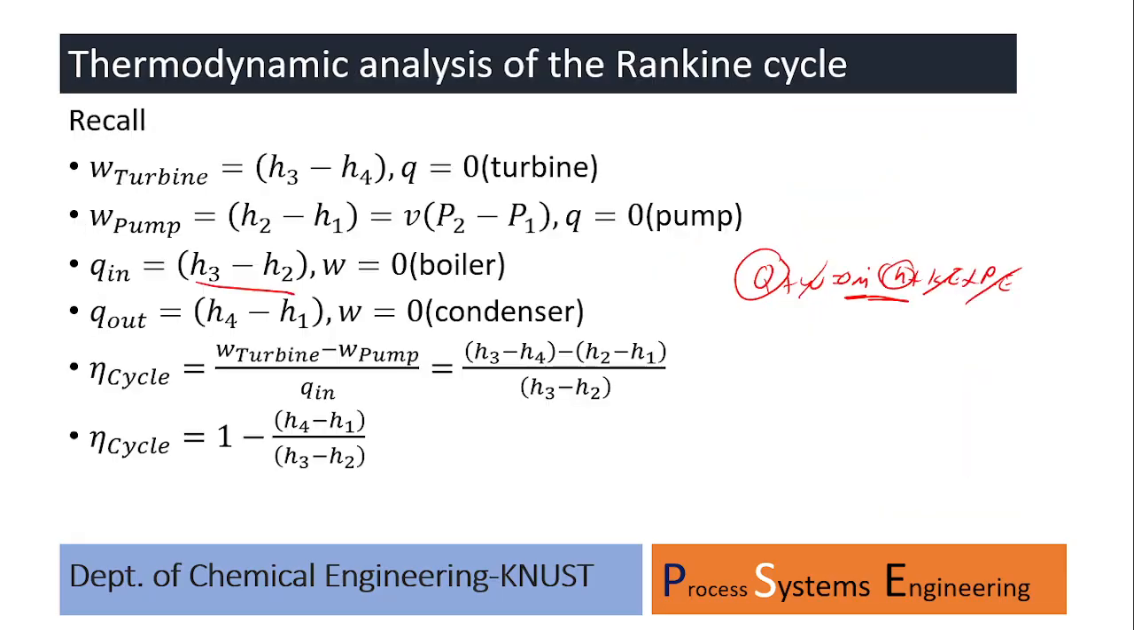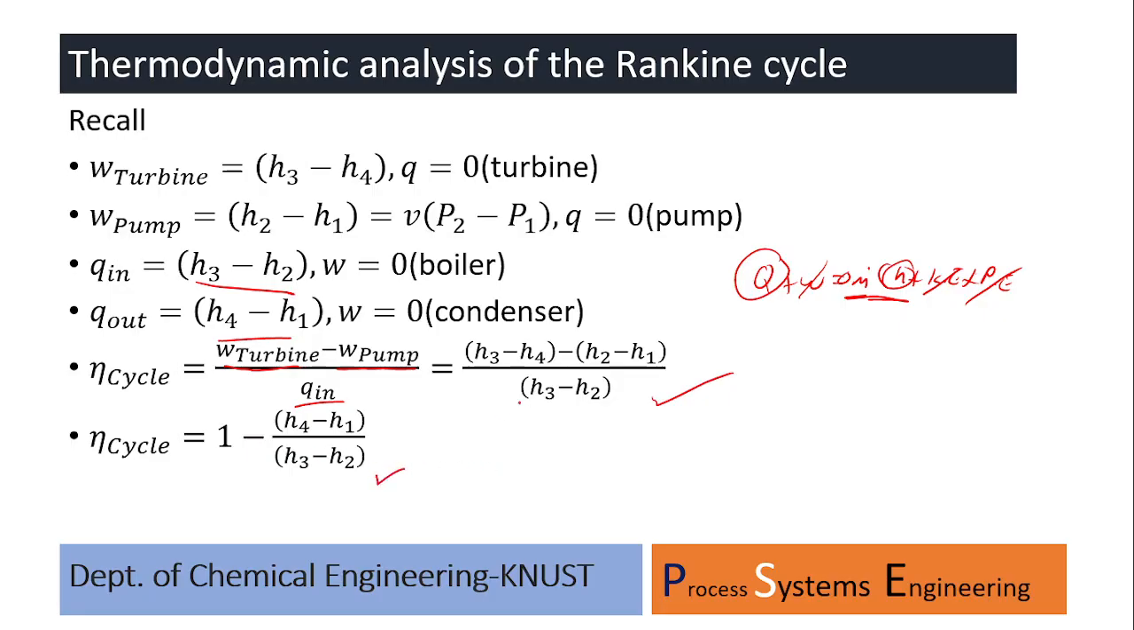That's why we use H4 minus H1, right? Now the efficiency of a cycle is given by the work done by the turbine minus the work done by the pump over the heat that comes in. So we've seen this expression before. So we can just put in these values that we have here and this becomes the efficiency. We can simplify it further and write it in this form.